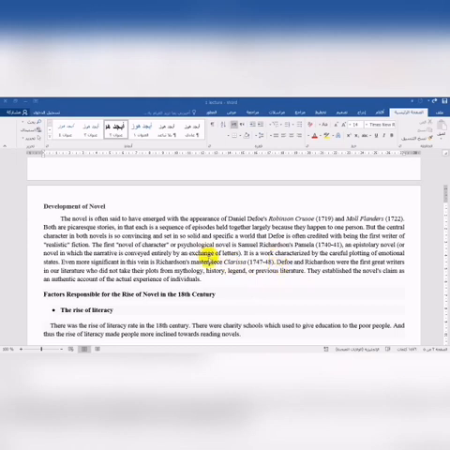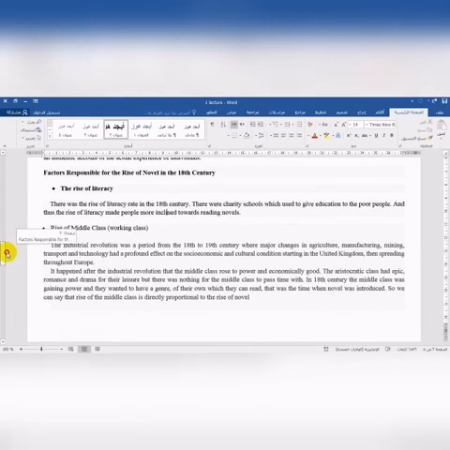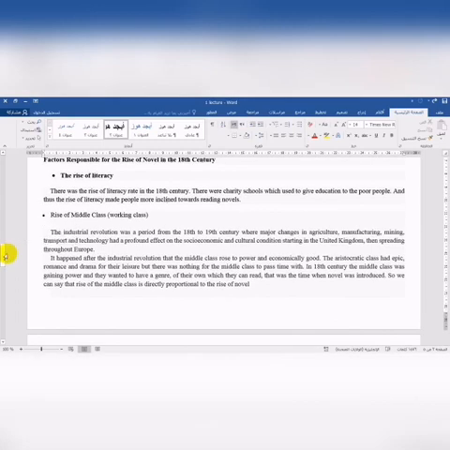As I told you in the beginning of this lecture, the novel appeared in the 18th century. But what happened in the 18th century that made the novel appear? Or why did it appear in the 18th century? Why not before? Why not after? There are certain reasons that made the novel appear in the 18th century. What are those factors? Students, these are very, very important factors.